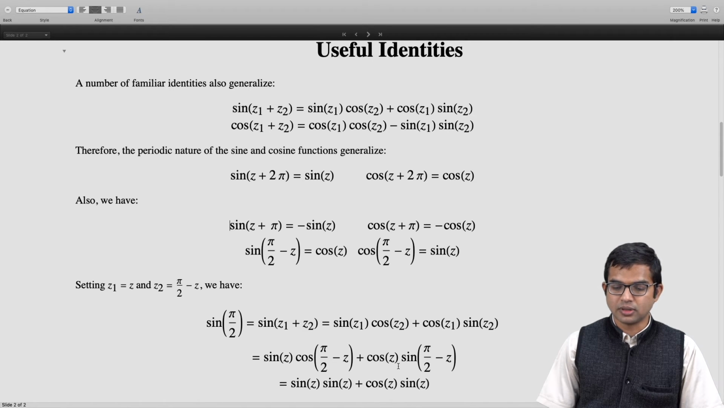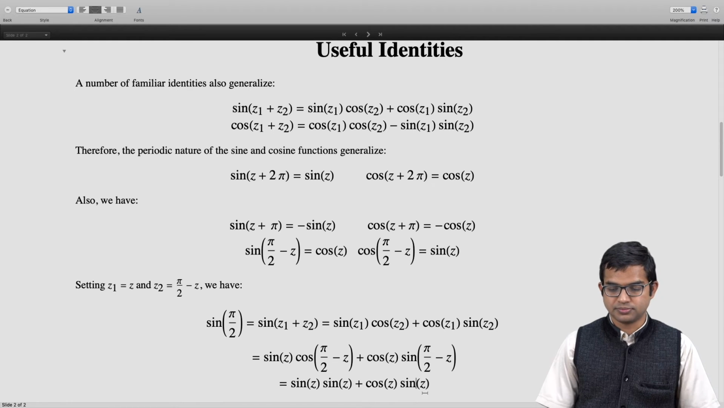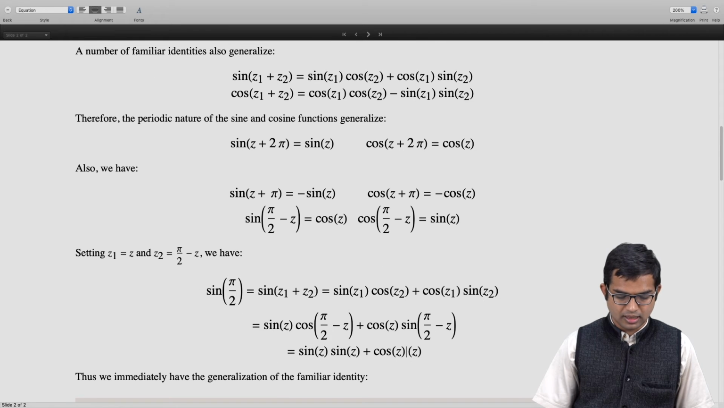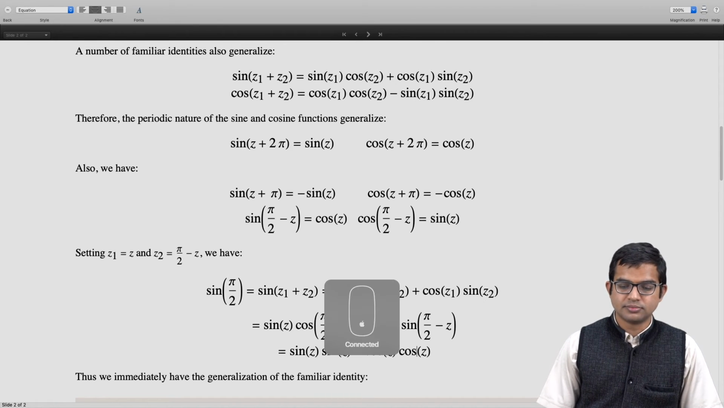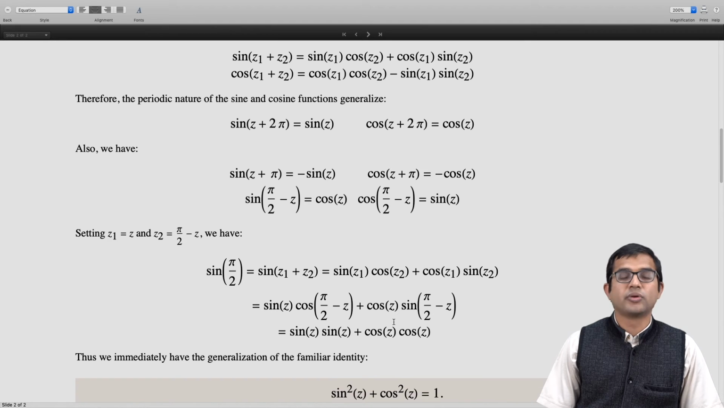is cosine of z. Sine of pi by 2 minus z is cosine of z, and from which we immediately get the identity sine squared z plus cosine squared z is equal to 1, right? So this is a generalization of the familiar identity which we have used a lot.